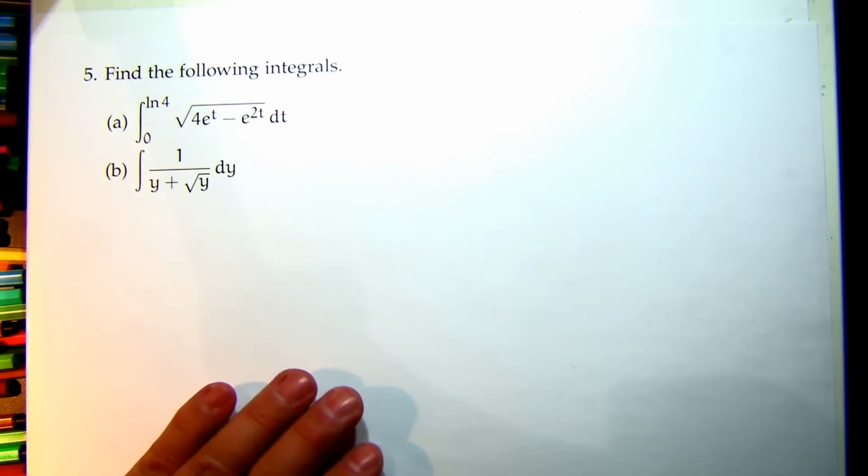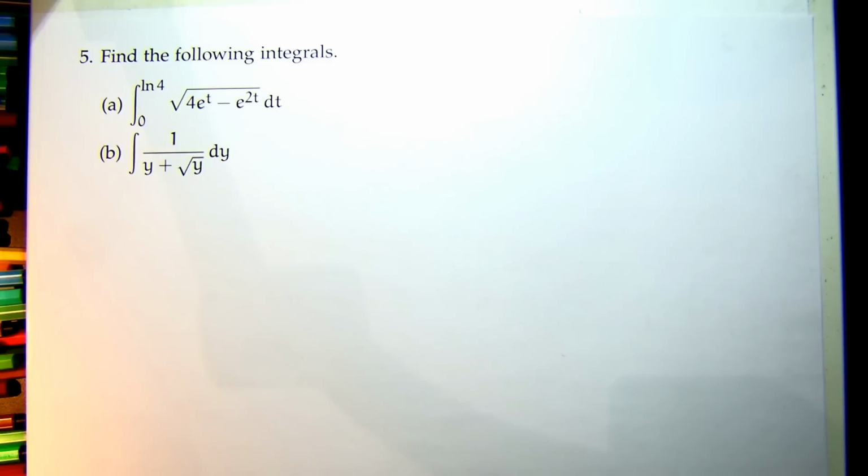Find the following integrals. So, 2 integrals. Part A is a definite integral. So when I have a definite integral, I want a number. Part B, indefinite integral. So I want a function. All right, well, let's think about how we can do this.